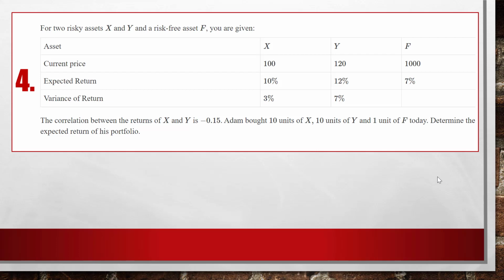Alright, so for this problem, we have 10 units of stock X with the price $100. So we invested 10 times 100, which is $1,000 into stock X. We invested 10 times 120, which is $1,200 into stock Y, and 1 times 1,000 is $1,000 into stock F. And we have to determine the expected return of his portfolio.